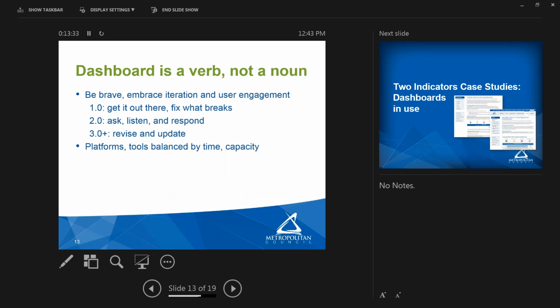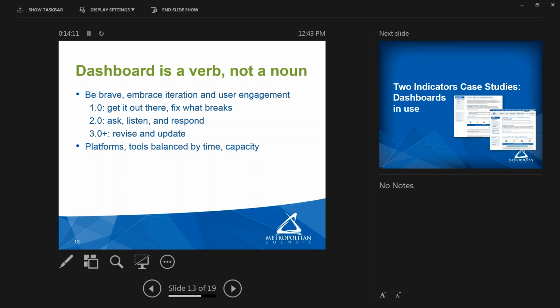I think over time, we've really adopted, or come to grips with, the reality that dashboard is a verb, not a noun. So we are embracing the iteration and the user engagement that is going to help refine what these look like over time. So our 1.0 version, for example, which is what we have currently posted right now, is to get it out there, to fix what breaks, and to see what conversations happen as a result of the published dashboard. 2.0, you are asking, listening, and responding to user feedback and engagement.